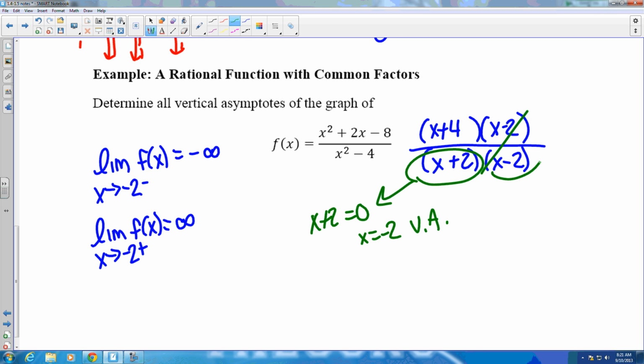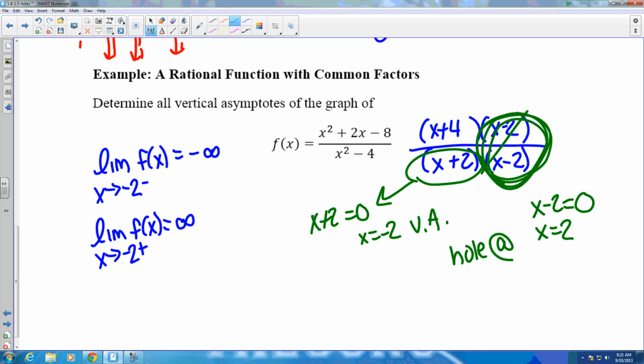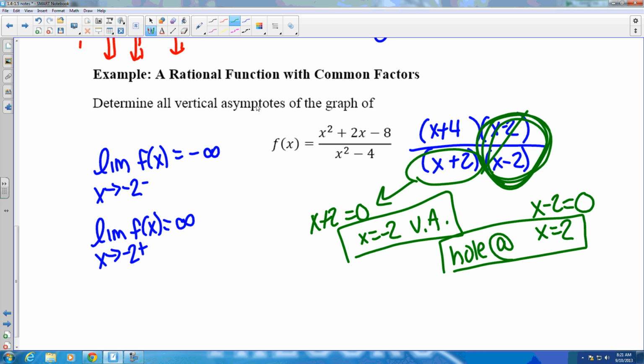But we can't forget this x minus 2 over here. If we set that equal to 0, it doesn't give us a vertical asymptote. That gives us a hole. So we know that there's going to be a hole at x equals 2, and at x equals -2, there's going to be a vertical asymptote. So if you cancel a factor, it's not going to be not important anymore. It's still a hole.